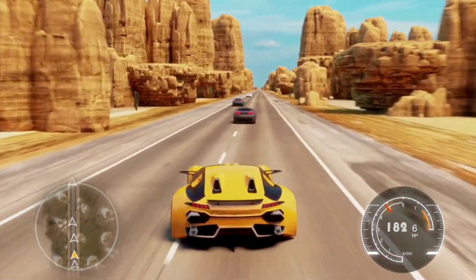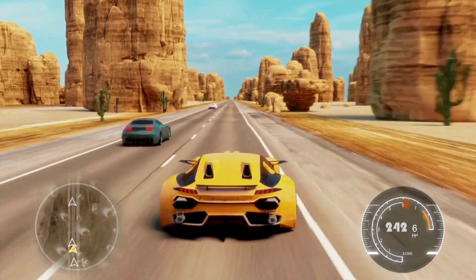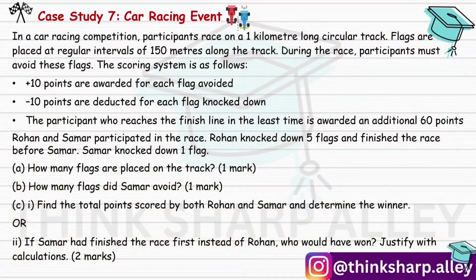Smooth ride, no obstacles hit. Wow! Wait, what if this was a maths case study? This is our last case study question, car racing event.